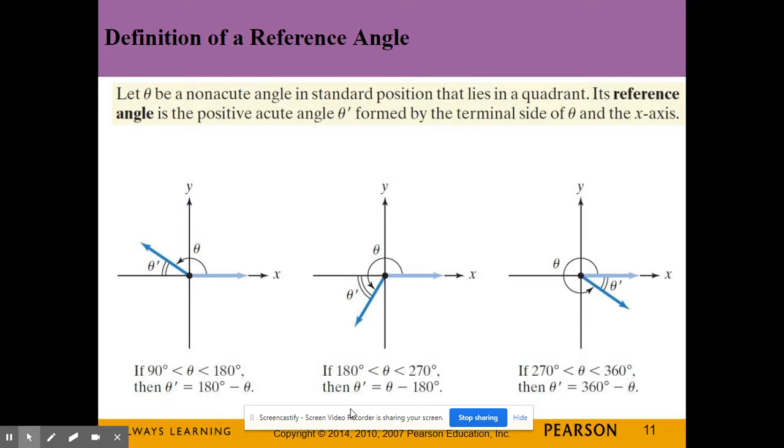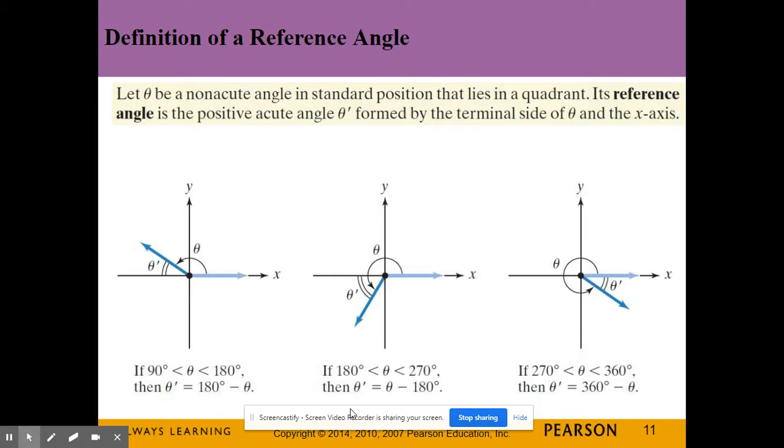Definition of a reference angle. So let theta be a non-acute angle in standard position that lies in a quadrant. Its reference angle is the positive acute angle. So acute means between 0 and 90, right? So it'd be something in the first quadrant, formed by the terminal side of theta and the x-axis.